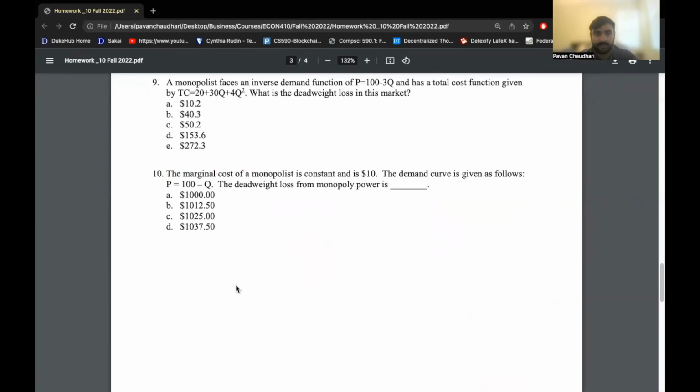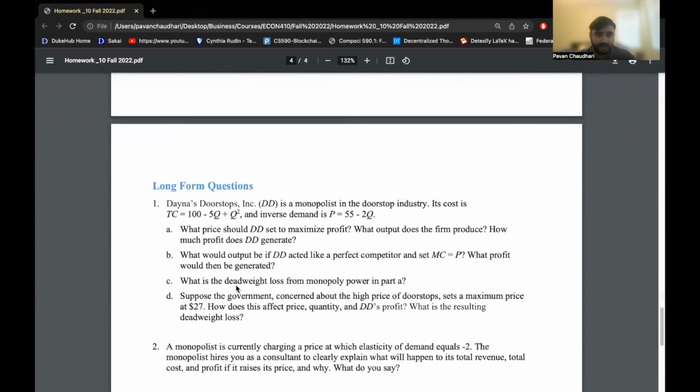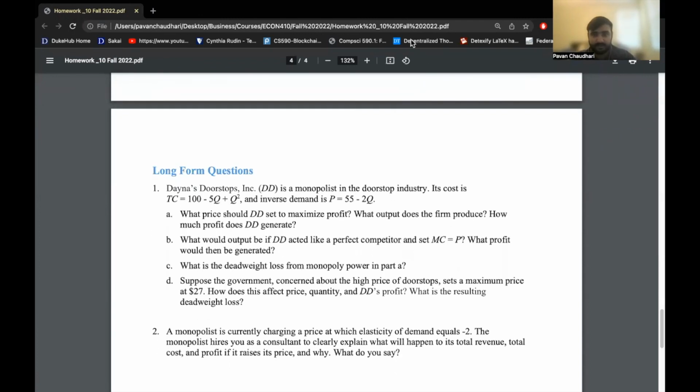Great. So hopefully this will help you with all multiple choice. The long forms are very similar. I'll let you try those, use that as practice. So yeah, and good luck.